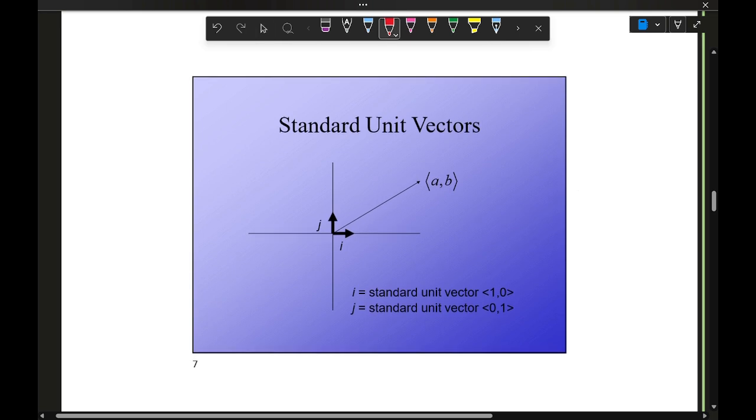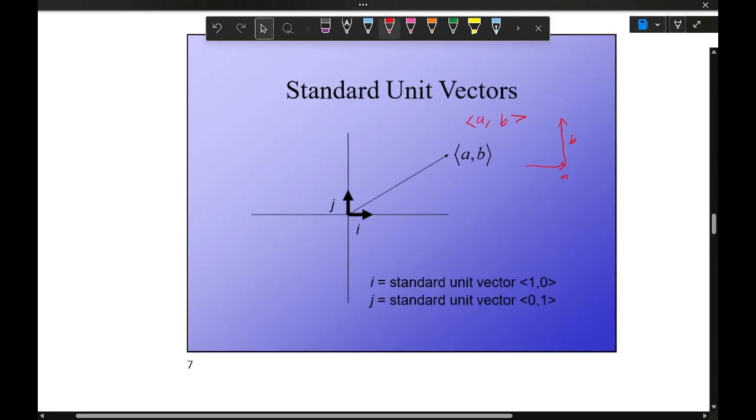A unit vector is just an easier way to write these things out. So you'll have i, which is basically the standard unit vector in the x direction, and then j, which is the standard unit vector in the y direction. So a vector, which this should be review, is represented by these brackets and then a comma b, where a is how far it's traveling in the x direction and b is how far it's traveling in the y direction, and that's just the whole vector. By using these i and j, that's basically saying either a or b equals 1 and the other one equals 0.